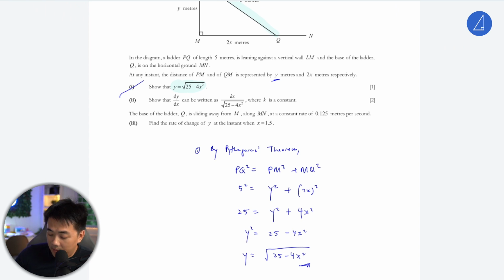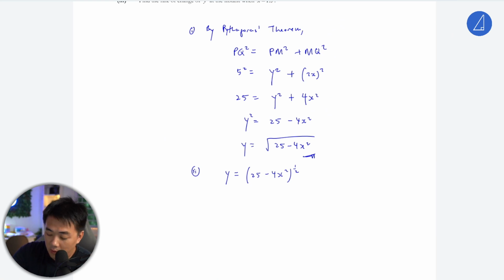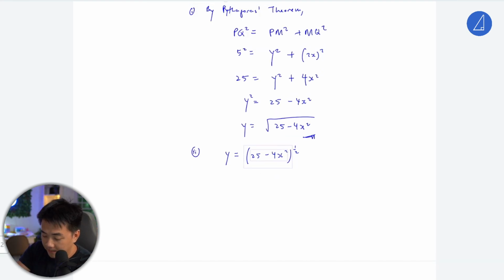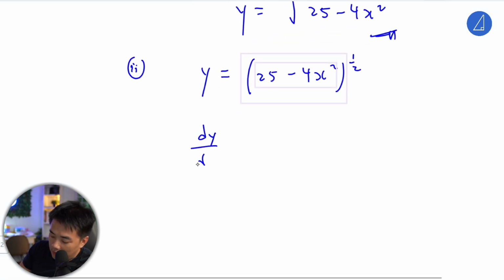Show that dy/dx can be expressed in this form, where k is a constant. I think this is also pretty okay. We could just differentiate this. For part 2, write y as bracket 25 minus 4x squared, to the power of half. Then differentiate by chain rule. So dy/dx: outer layer, bring the half down, half times 25 minus 4x squared, then half minus 1 gives negative half.